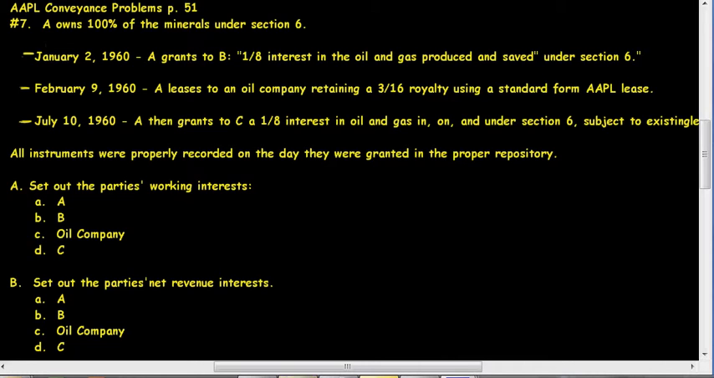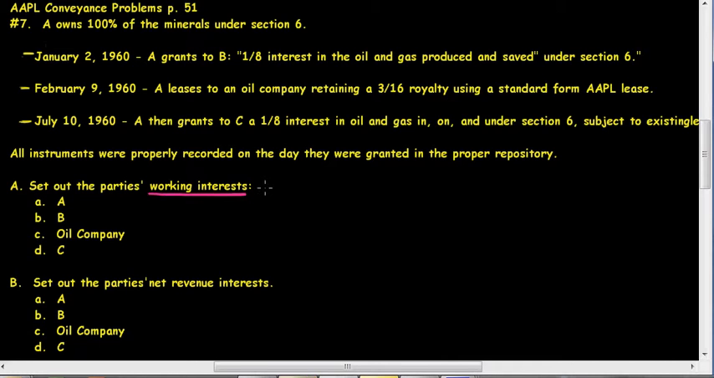Okay, so now we're going to do number 7. And this one's a little bit trickier because you have to understand some different terminology. One is what we call working interest. If someone has a working interest, that means that they have not leased their property or they have taken a lease from someone. So the oil and gas companies all have working interest. And if someone decides not to lease their interest, that person will also have a working interest.